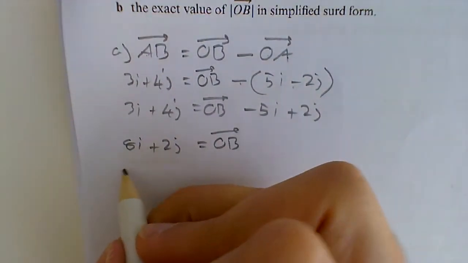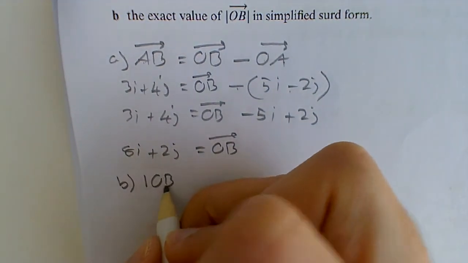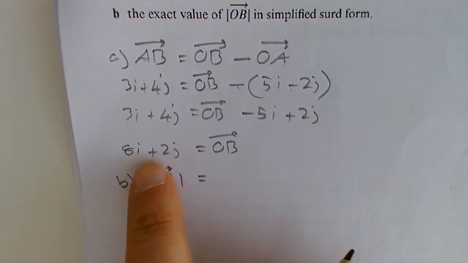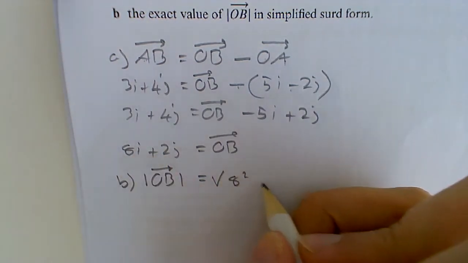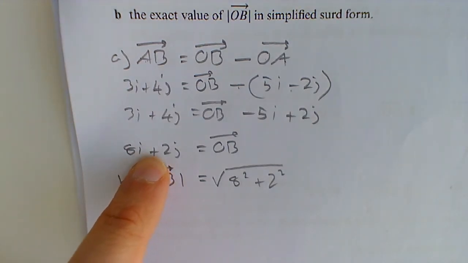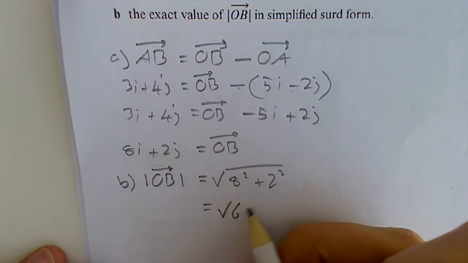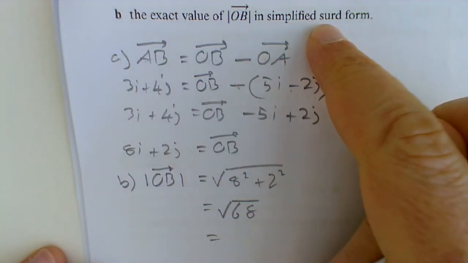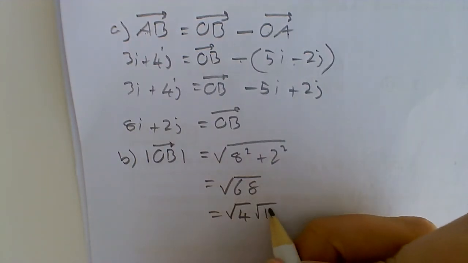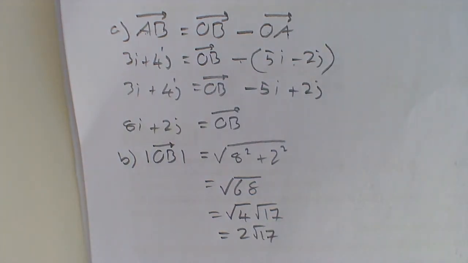Then part b just wants the mod of this, the magnitude of it. Again, remember, all we do with that is use Pythagoras, a positive Pythagoras, using those two numbers. So we're going to do root of 8 squared plus 2 squared. When I'm saying positive Pythagoras, all I mean is if that had been 8i minus 2j, you'd still use plus 2 squared. That gives me root 68. Then it wants it in simplified surd form. The biggest square number that goes into 68 is 4, so this simplifies to 2 root 17. And that's it.